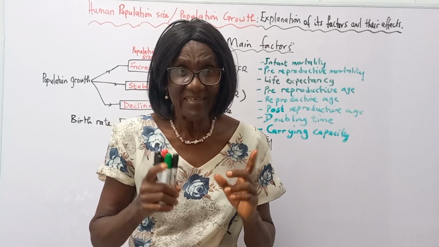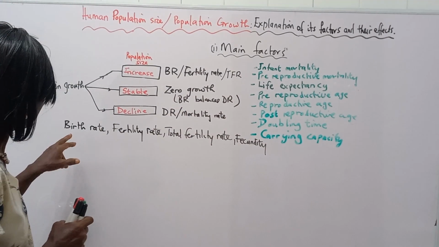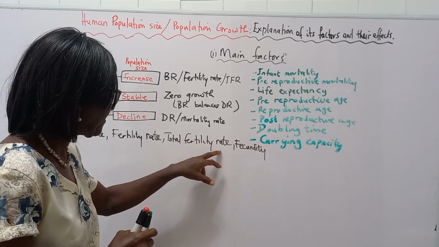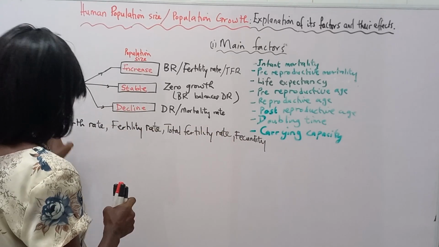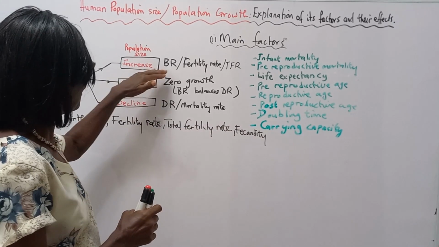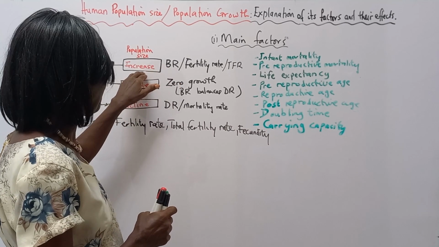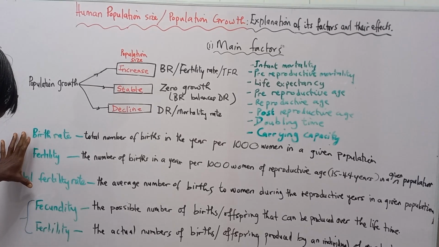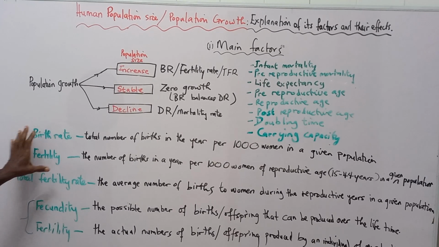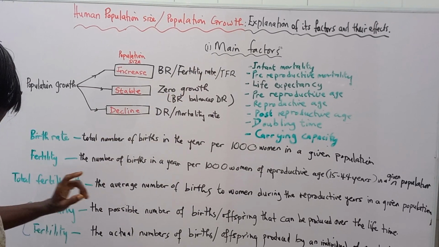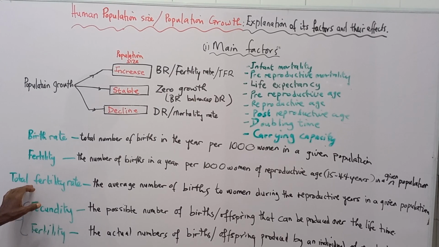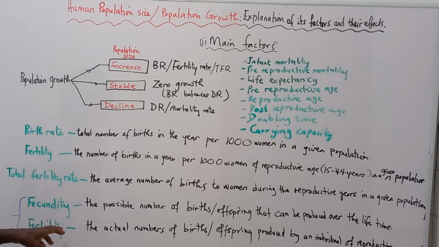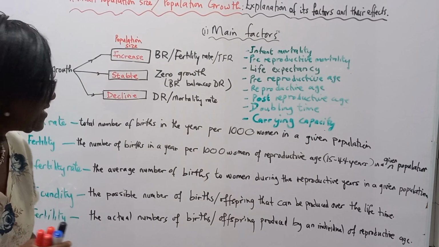In this first lesson, we are going to discuss birth rate, fertility rate, total fertility rate, and fecundity. All these terms are related to birth rate or increase in population size. They all mean almost the same thing: birth rate, fertility, total fertility rate, fecundity, and fertility again. We want to look at them and at the differences.